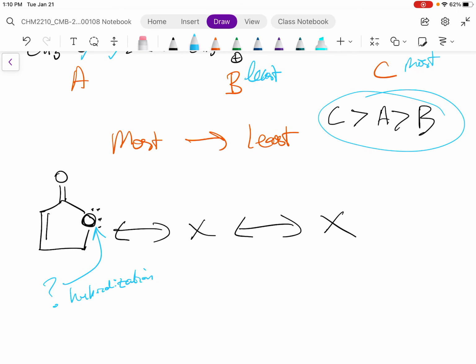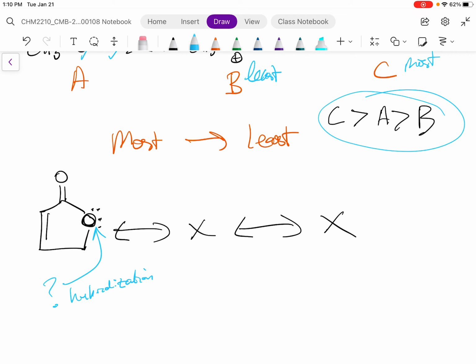So what is the hybridization state of that oxygen atom, class? SP3. Oh, wait, no. SP2. What is it? SP2? SP2. Because one of those lone pairs is what? Delocalized. It can resonate in. You can draw a resonance structure.